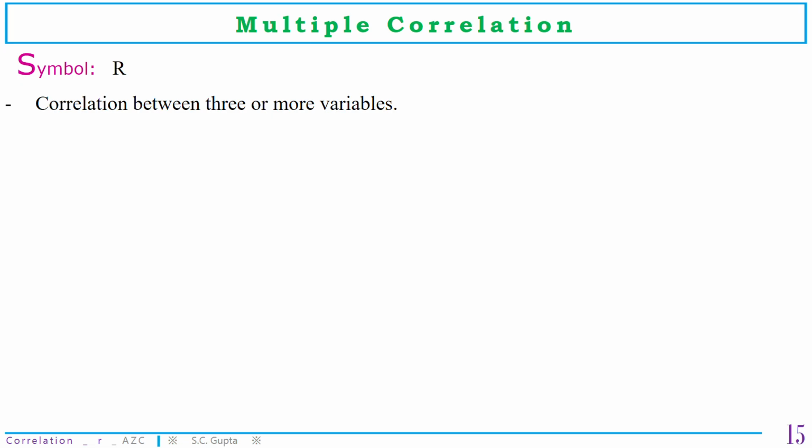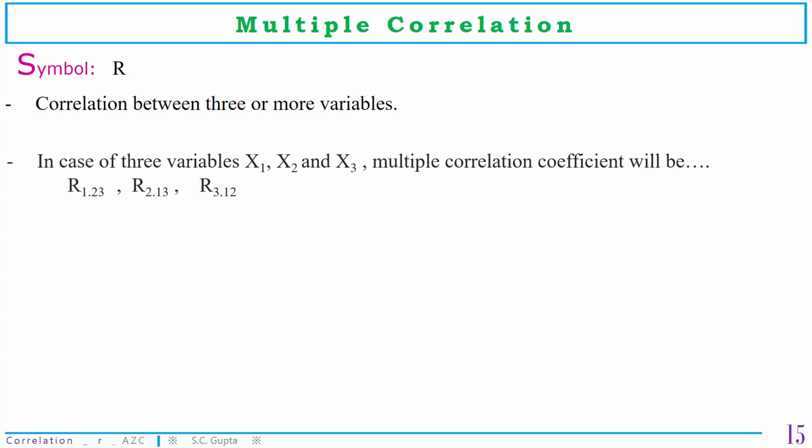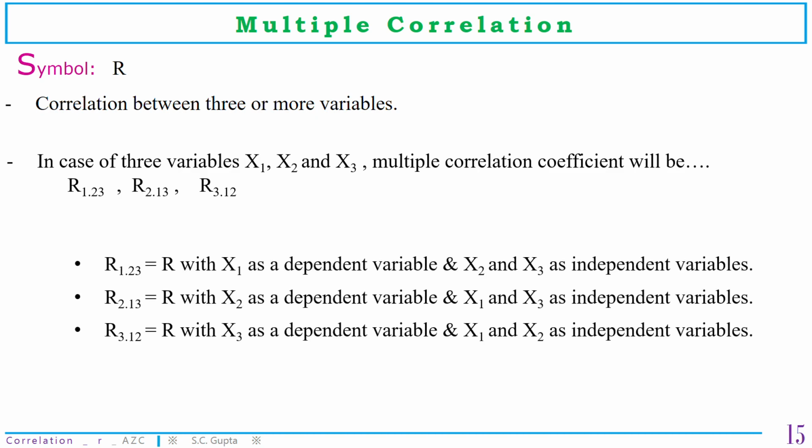Multiple correlation. Symbol is capital R. It is correlation between 3 or more variables. In case of 3 variables, x1, x2, and x3, multiple correlation coefficient will be R1.23, R2.13, and R3.12.